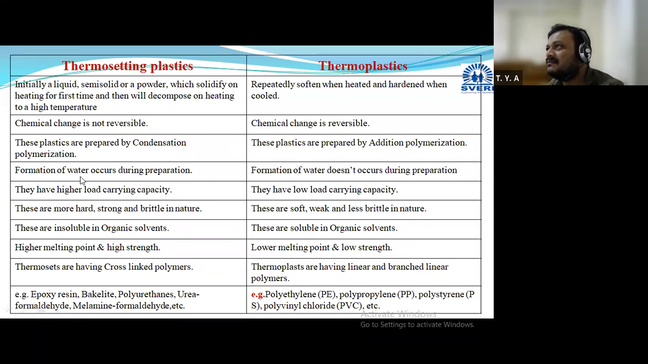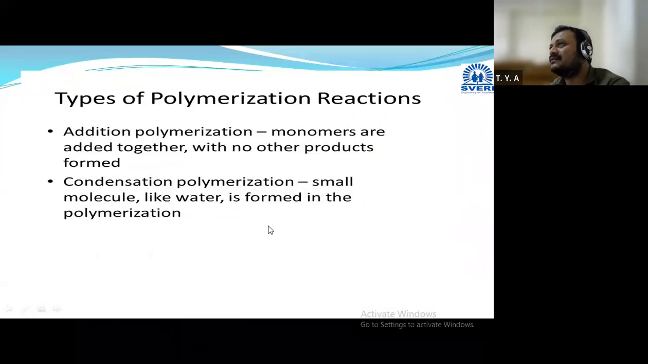Then formation of water occurs. Why is this water forming? Due to condensation polymerization, this water is forming. And here addition polymerization is occurring, that's why water is not formed. What point you have to remember here? It is formed due to condensation polymerization, and the byproduct will be water. And here addition polymerization will be there, and no byproducts are there. Okay, different slides are there. I'll show you that. Here, addition polymerization.